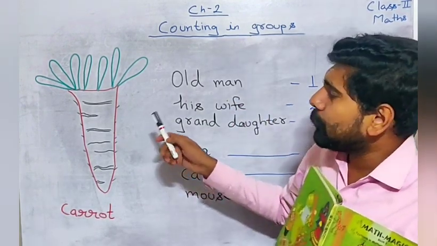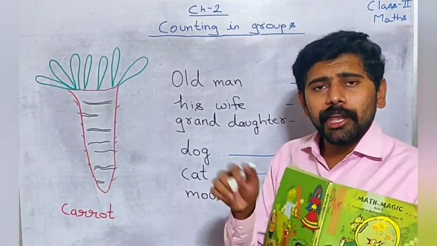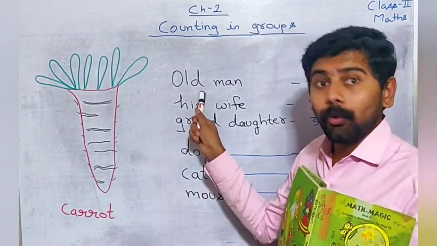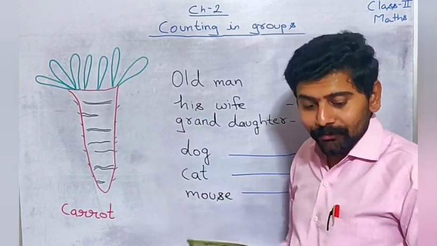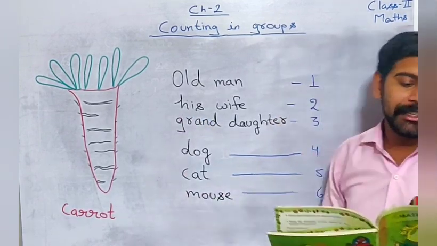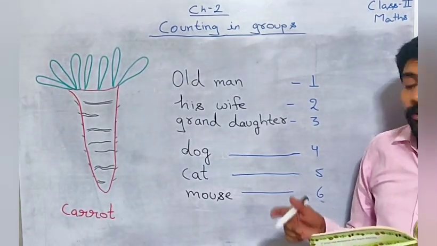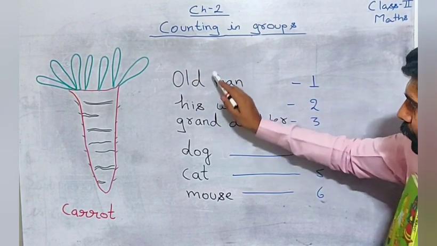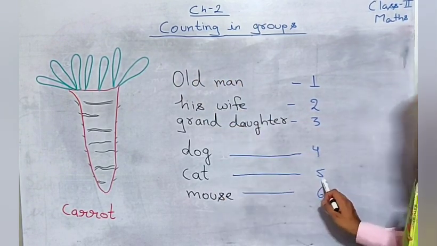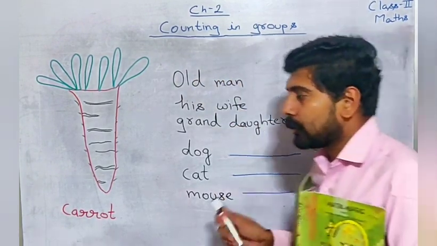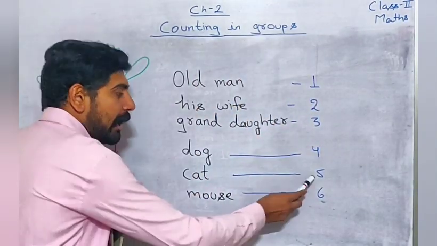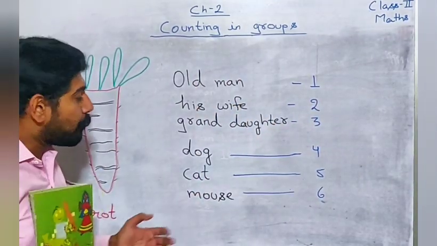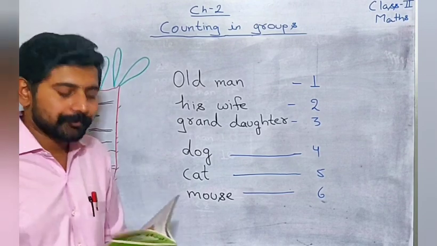Okay. Then who was the first one to pull it? Who was the first one who came out to pull it out? Old man, na? Yes. What will the answer be? Old man. Then cat is at which number? See, where is cat? Cat came at 5th number to pull the carrot out.